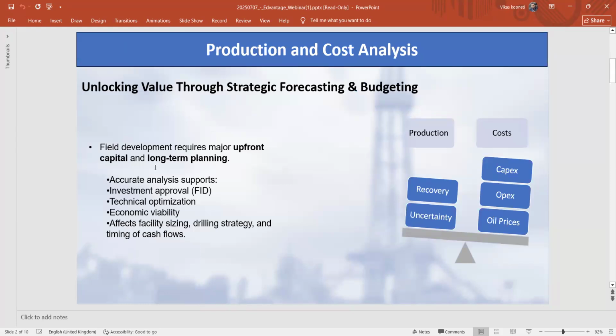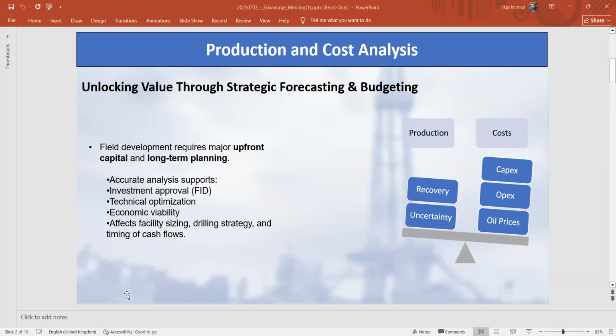So as said, unlocking value through strategic forecasting and budgeting, right? So production and cost analysis. You need to balance between the two. You can either spend a lot of money and recover less, or spend a lot of money and recover enough, or maybe recover more, but you're losing a lot of money, so it won't break even, it won't match your numbers, right?